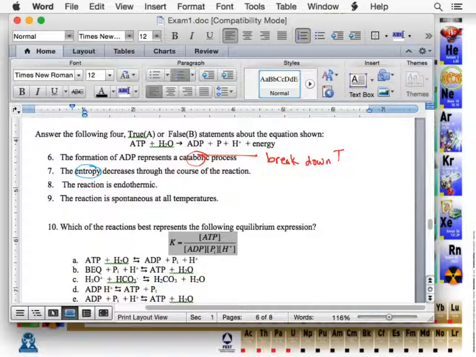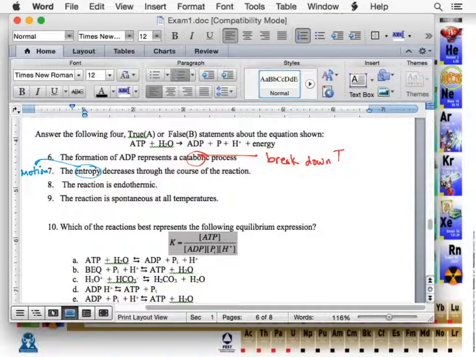Okay. So we can look at disorder. I think motion is easier to understand. This is ultimately up to you to decide. Where are you going to have more motion? On the side with 2 particles or the side with 3 particles? Side with 3. There is more motion on the product side.